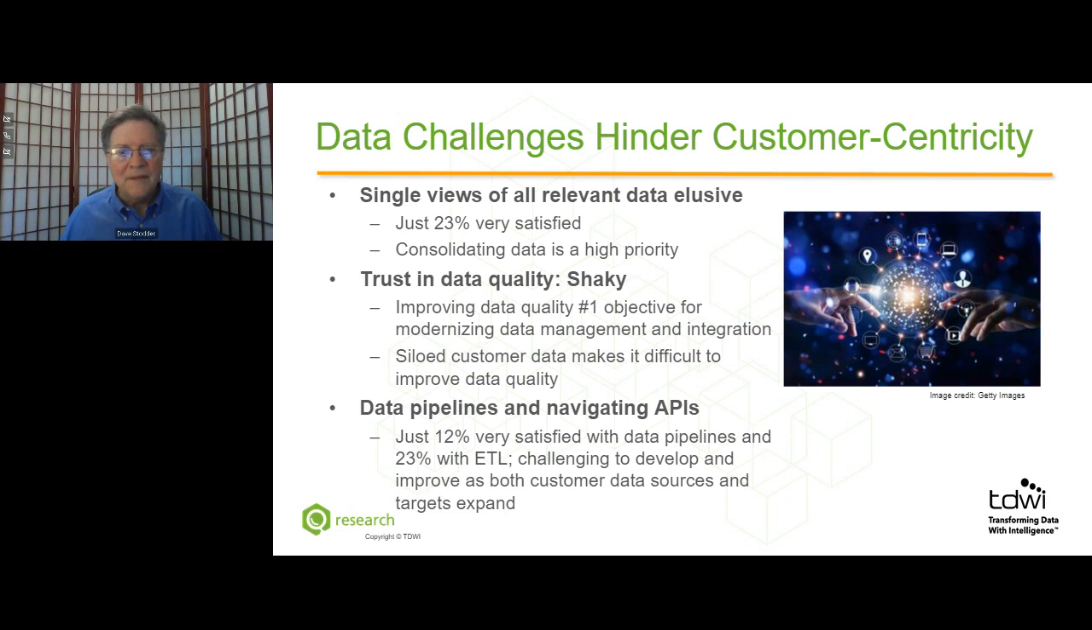Siloed customer data, making it difficult. Data pipelines and navigating APIs. So this is something that really consumes a lot of time in organizations, is to try to straighten this out, to get good pipelines, to reduce errors and mistakes in there, to get the end-to-end processes together. And we see here that only 12% are very satisfied with data pipelines, 23% for ETL systems. It's challenging to develop both of these, and particularly as customer data sources expand, in other words, get bigger, more various, more number of them. So this is all a challenge organizations are facing that we'll be talking about in our webinar today.